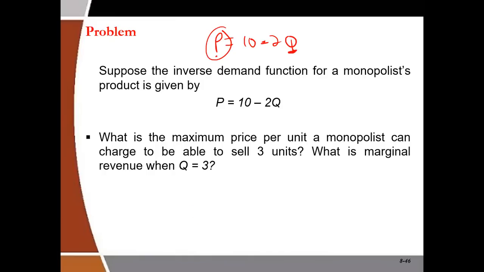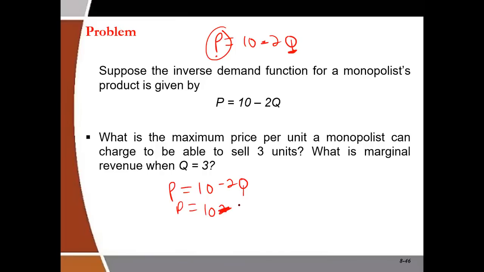Suppose the inverse demand function for a monopolist's product is given by 100 minus 2Q. What is the maximum price a monopolist can charge to be able to sell 3 units? So to be able to sell 3 units, the price that they can charge will be price equal to 10 minus 2Q. So price equal to 10 minus 2.